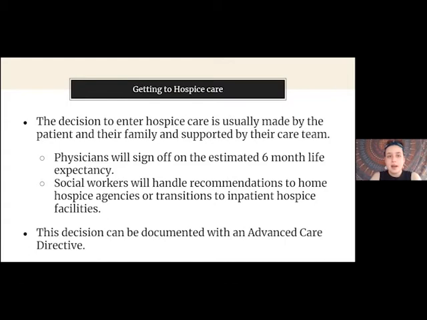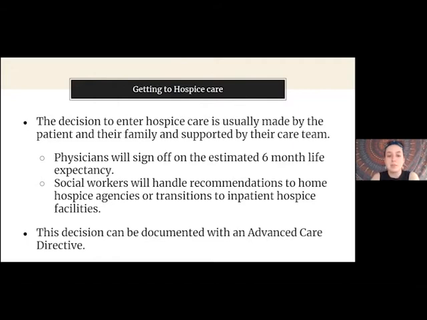So getting to hospice care is a decision that the patient and family make together, and it's supported by their care team. Again, the physician must sign off on that 6-month life expectancy in order to qualify for hospice services. And if that person is coming from a hospital, such as the one Eliza works in, that transition will be handled by a social worker who will coordinate with either a home hospice agency to provide those basic care services, or the transition to an inpatient hospice facility, depending on one of those 4 levels that we talked about earlier.